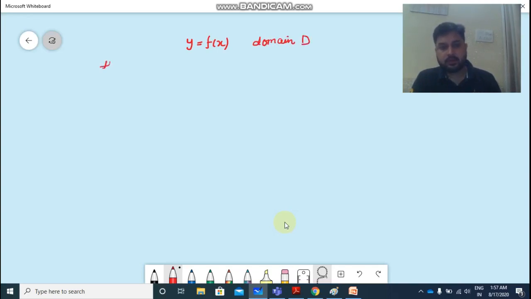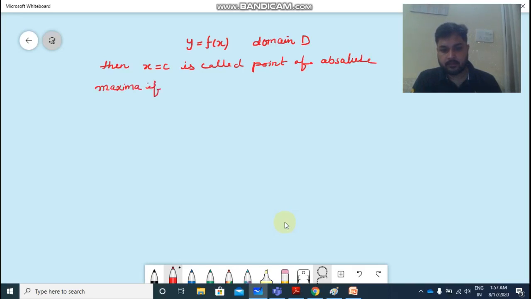then the point x is equal to c is called the point of absolute maxima if f(x) is less than or equal to f(c) for all x belongs to the domain of definition.